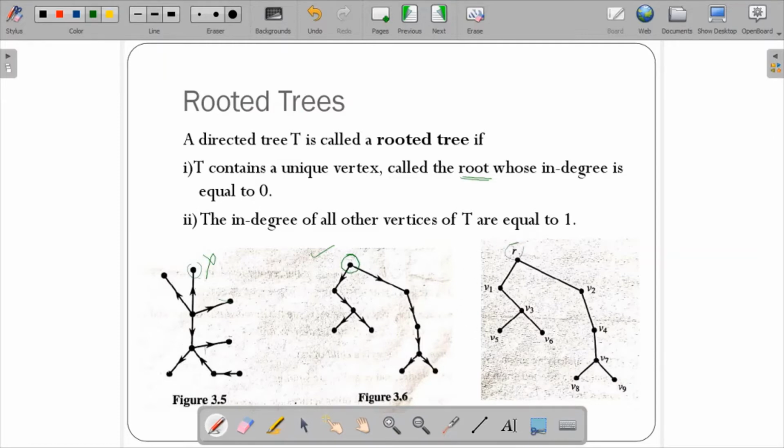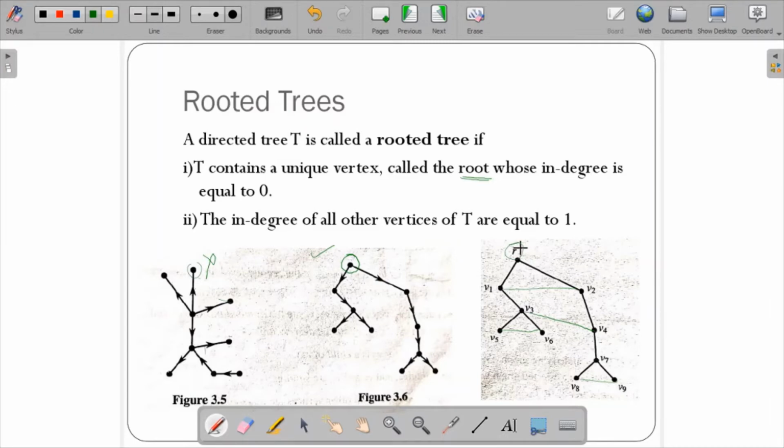Here this is the root, and v1, v2, v3, v5 are all vertices. This is the first level of vertices, this is the second level, this is the third level, and this is the fourth level. Over here you should know the concept of what a root is, what internal vertices are, and what a leaf is.